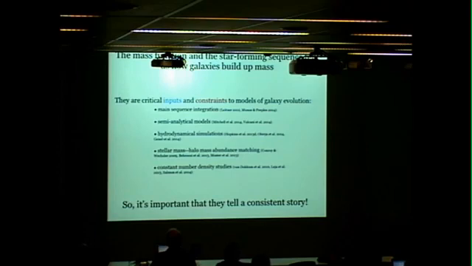These things are central to main sequence integration, to semi-analytical models, to hydrodynamical simulations, to abundance matching models, and to models that look at galaxy evolution at a constant number density. So these are very important things, and they all tell us stories about how galaxies build up mass. And so it's very important that the stellar mass function and the star-forming sequence tell a consistent story.